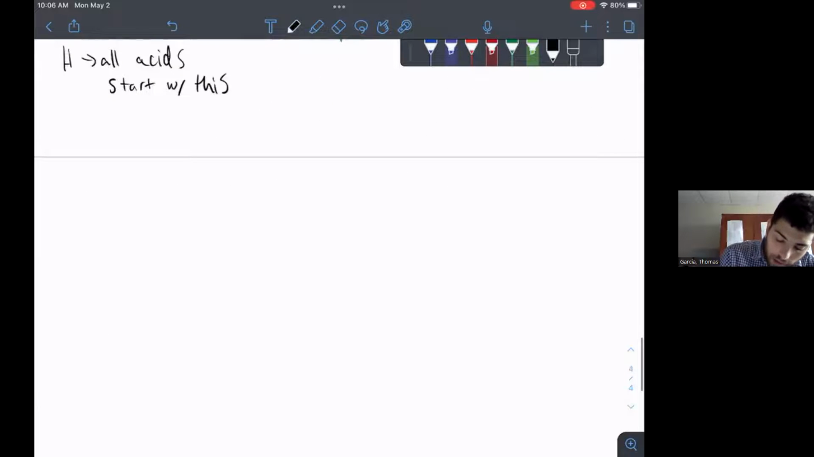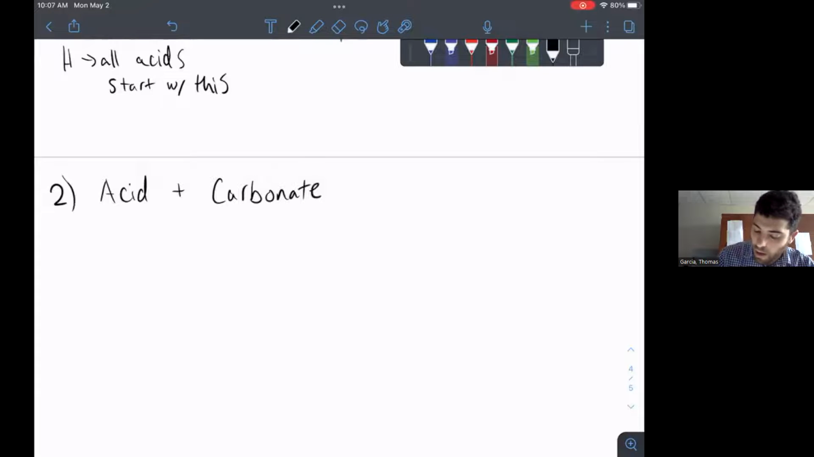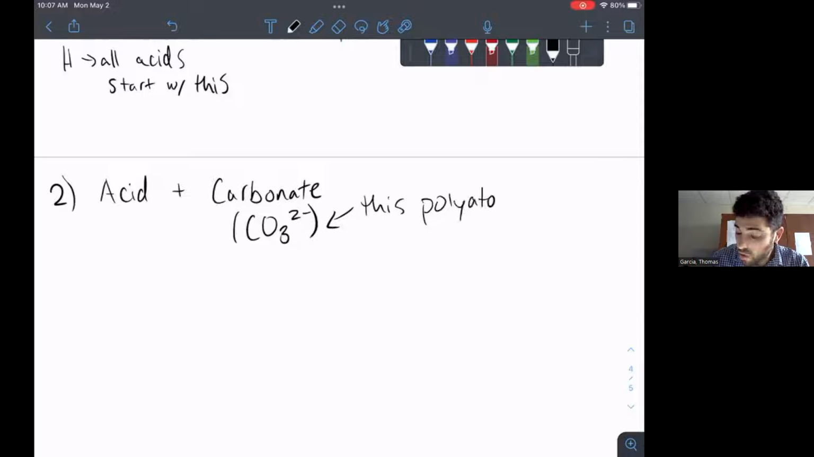All right, our second one, we're going to do an acid plus a carbonate. Carbonates are generally going to be our things that have CO3 2-. Anything with this polyatomic ion is a carbonate. So calcium carbonate, sodium bicarbonate, sodium carbonate, baking soda, stuff like that. That's all going to be carbonates.